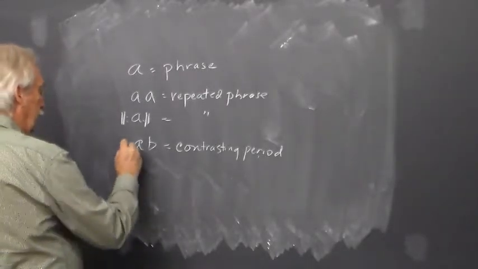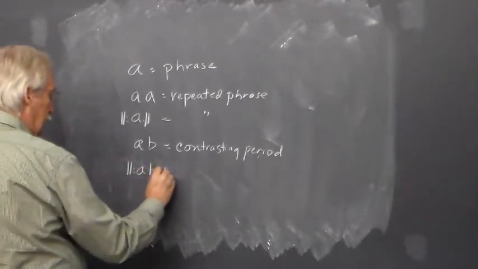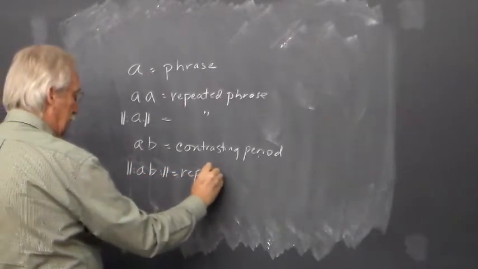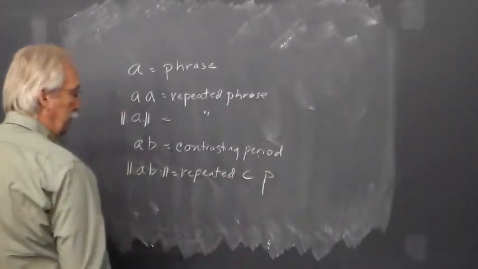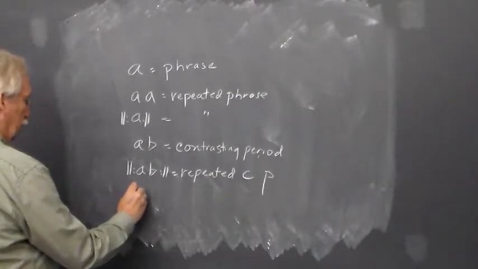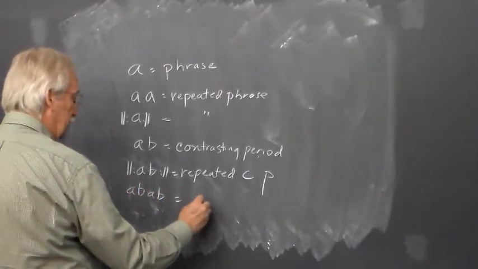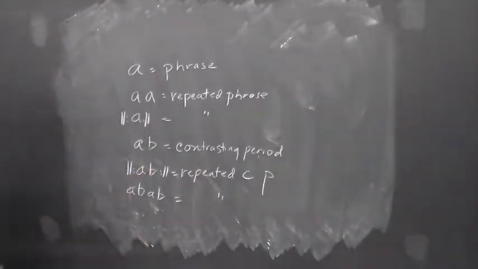If I gave you this, you would say that's a repeated contrasting period. Or if it was written out, every note is exactly the same, that's the same as this. Those are equal.